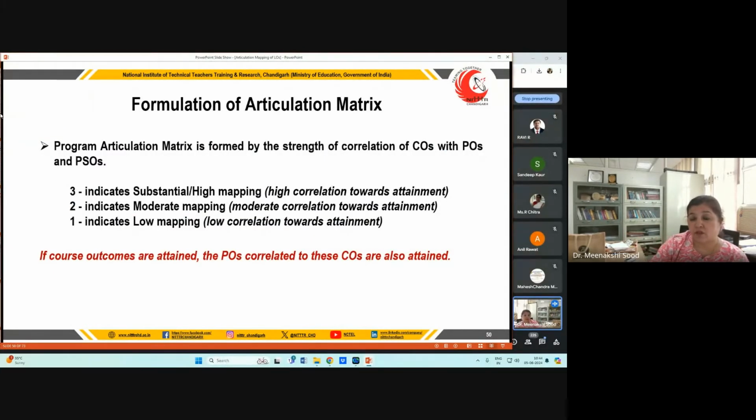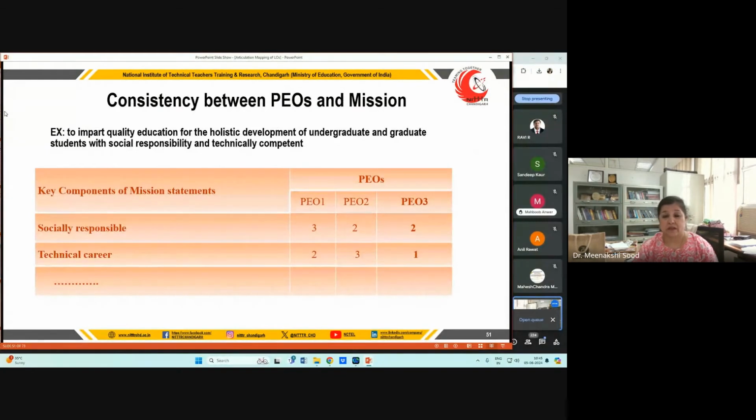So for all the articulation matrices, the thumb rule is the same: we show the highest mapping or highest correlation as 3, moderate correlation as 2, and low correlation as 1. Okay, so to quantify and to do the measurement at the end, we have converted high correlation, moderate and low, and quantified them as 3, 2 and 1.